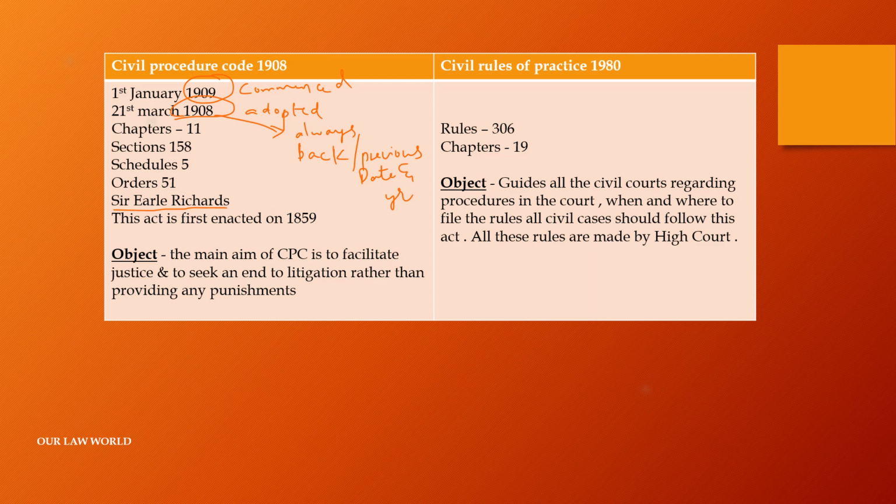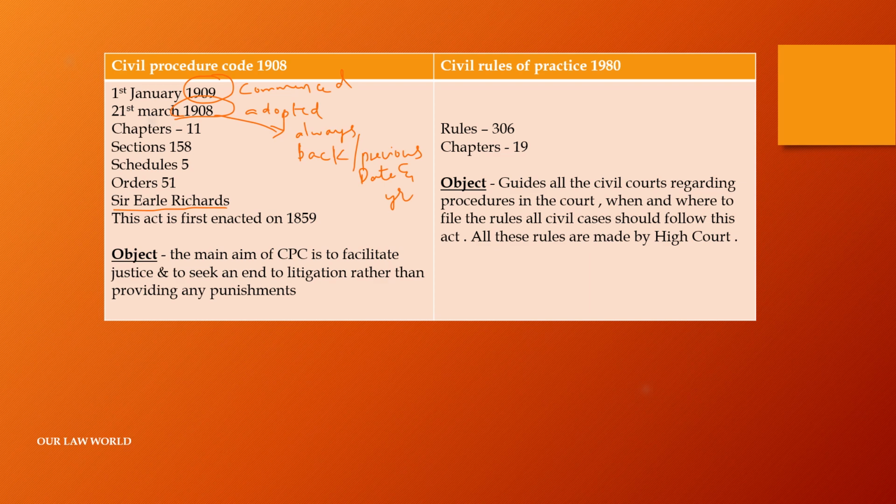Here in this video, let us learn in detail regarding every act, the introduction. Okay. So Civil Procedure Code: 1st January 1909 and 21st March 1908. It consists of 11 chapters and 158 sections in total, 5 schedules and 51 orders. Sir Earl Richards is treated as the person who introduced the Civil Procedure Code, and this act was first enacted in the year 1859. The main object of this subject is to provide an end to litigation rather than giving critical punishments.